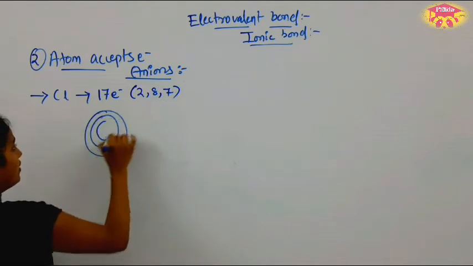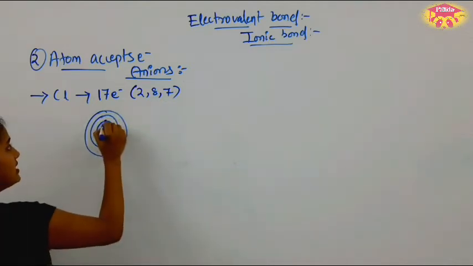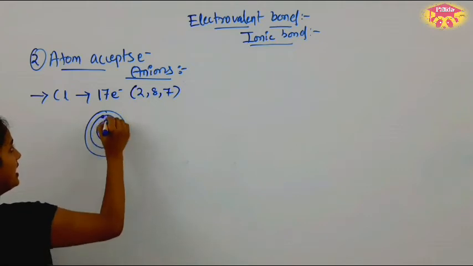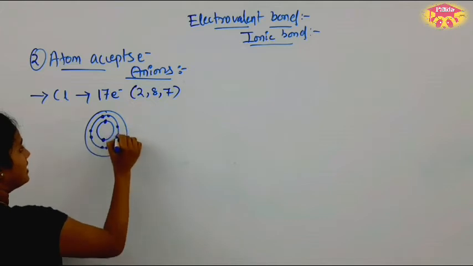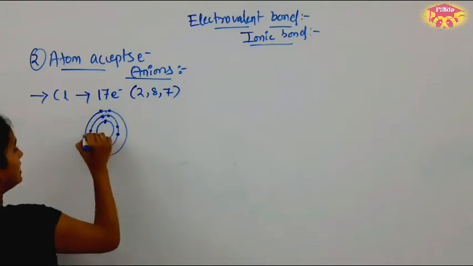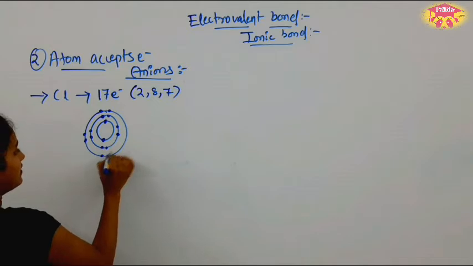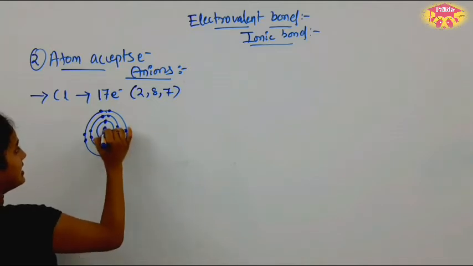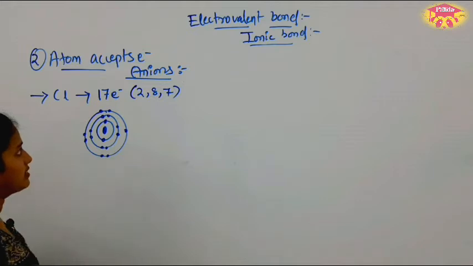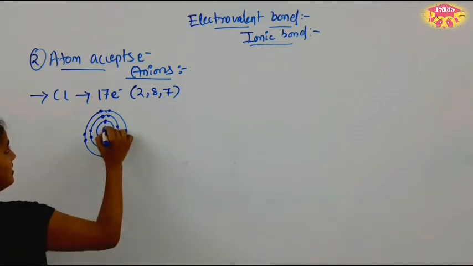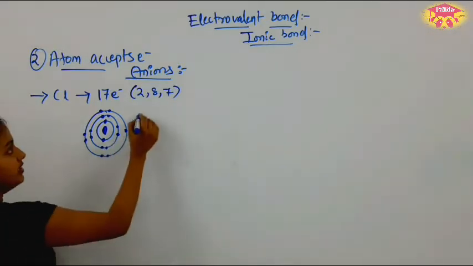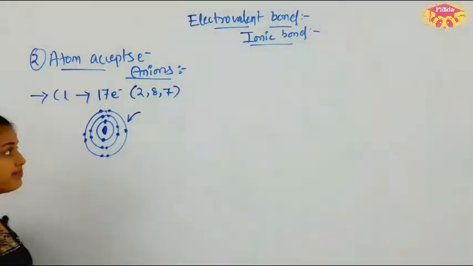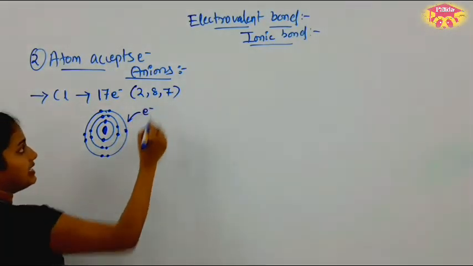If we draw the atomic structure, the first shell contains 2 electrons, the second shell contains 8 electrons, and the last shell contains 7 electrons, and inside the atom there is the nucleus. Now, with 17 electrons, the chlorine atom will accept electrons.